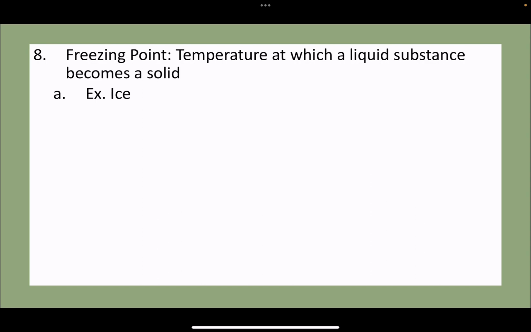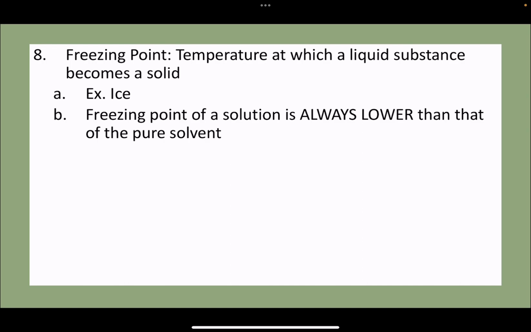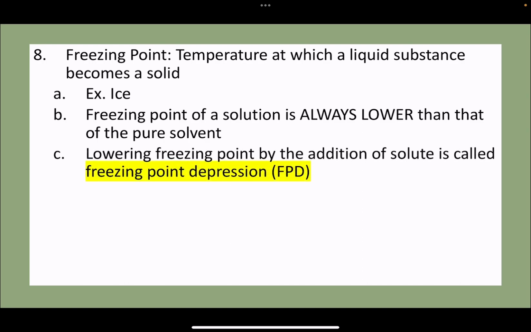When we want to boil something, we want a higher temperature to make it go from a liquid to a gas. When we want to freeze something, by contrast, we want a lower temperature to make it go from a liquid to a solid. In this same vein, the addition of a solute always lowers the freezing point of the resultant solution. The solution will always have a lower freezing point than the constituent solvent. Lowering the freezing point by adding solute is termed freezing point depression. The freezing point is becoming depressed. It's being lowered.